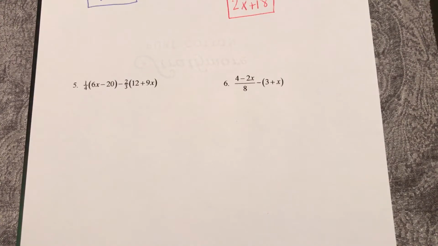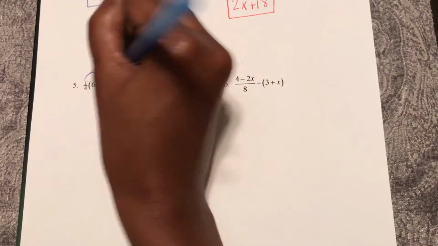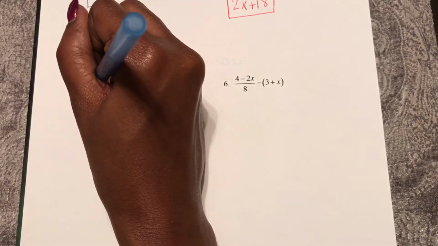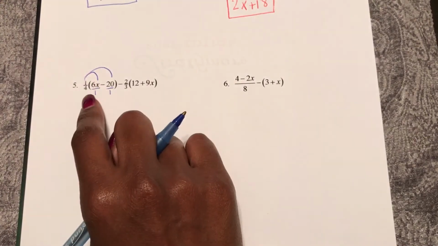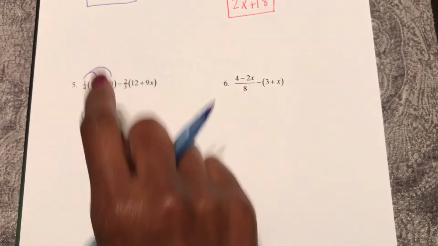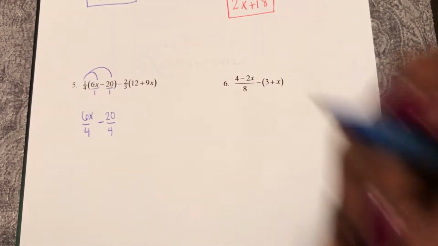Now let's get into a little bit more complicated examples of simplifying expressions. So once again, I have the distributive property going on in number 5. I have 1/4 in front of these parentheses, so I'm going to distribute 1/4. Since 1/4 is a fraction, I'm going to make both of these terms fractions by putting them over 1. It's much easier for me to multiply fractions with fractions. So 1/4 times 6 over 1 makes 6x over 4, minus 1 times negative 20 is negative 20. 4 times 1 is 4.